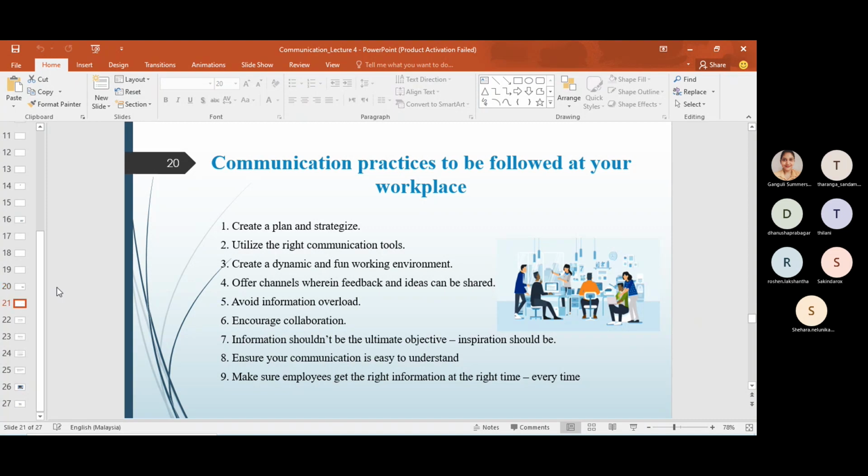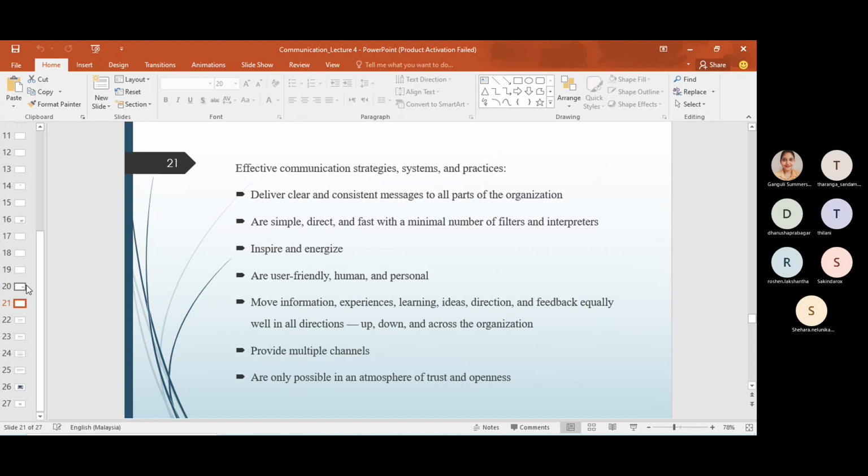Okay, so these are the advantages of effective communication. We learned about communication systems and we learned about communication practices. So these are the advantages of effective communication strategies, systems, and practices. Effective communication strategies, systems, and practices allow you to deliver clear, consistent messages.